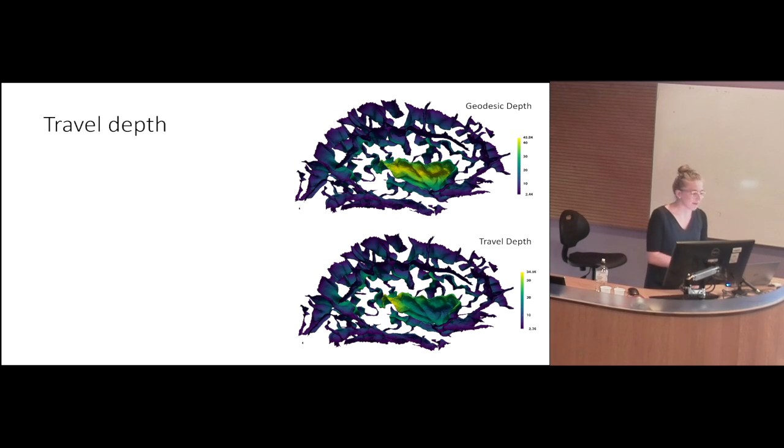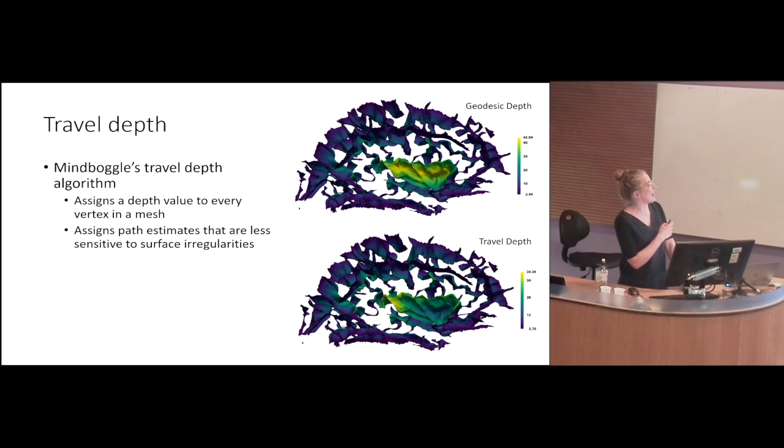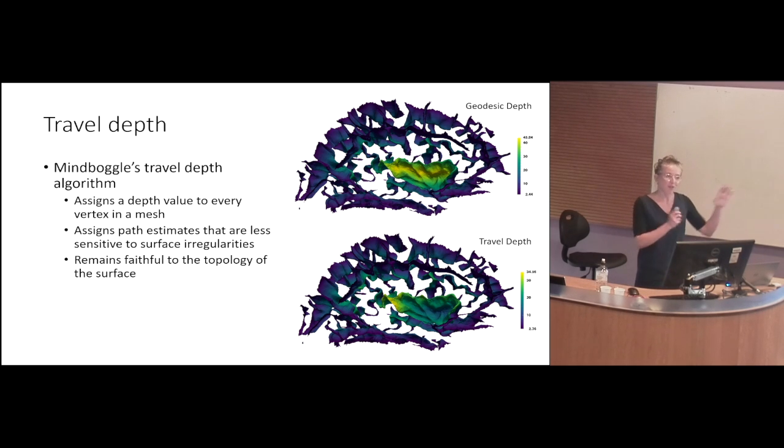Not going to get into all that much detail. The main idea is that it assigns a depth value to every vertex in a mesh, and that the path estimates that you get are less sensitive to these irregularities. And therefore, this travel depth measure remains faithful to the topology of the surface. So this is just an image depicting that difference. You've got your geodesic depth up here, travel depth down here.